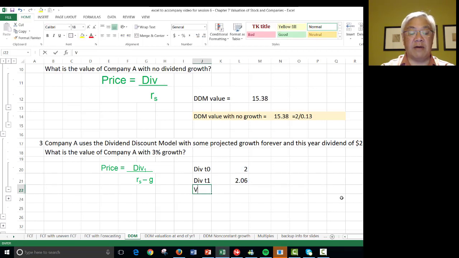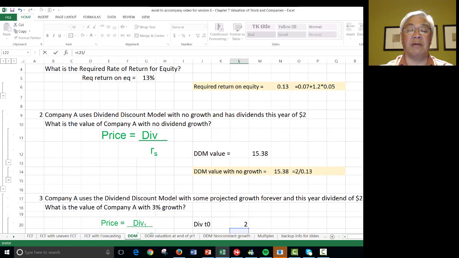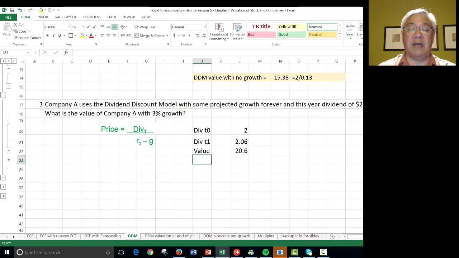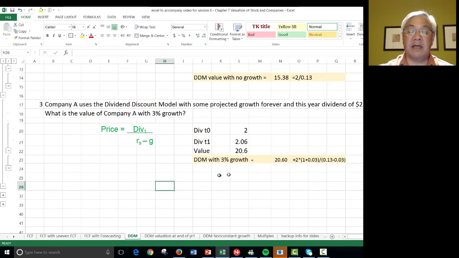And therefore, the value equals, I'm doing this in steps just to make sure you don't make that same mistake. So you take T1 divided by the required return, which we saw up here, 13%, 0.13 minus 0.03, and we get $20, okay? So that is the value where we use dividend of T plus 1 divided by R minus G. And to keep notes, here's where we could do it right here.